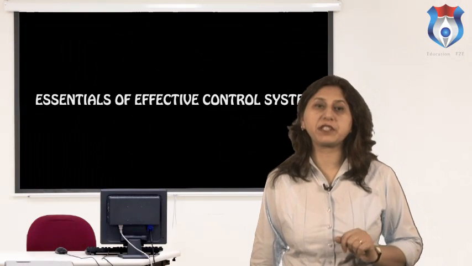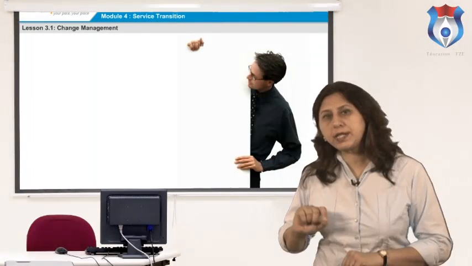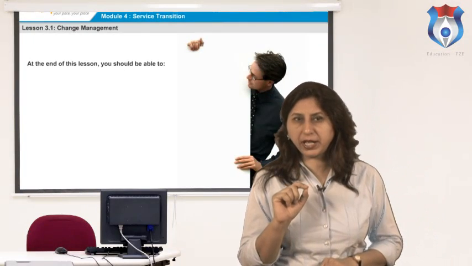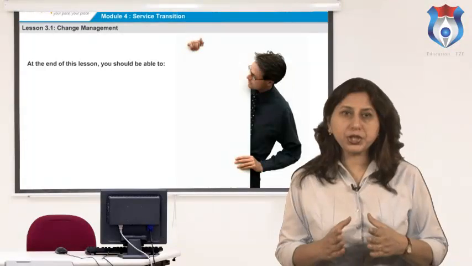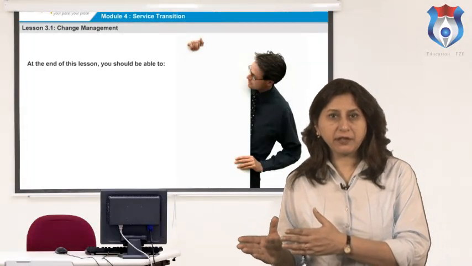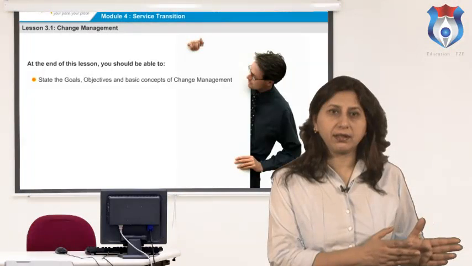Essentials of effective control system. Suitable. The control system should be appropriate to the nature and needs of the activity. Controls used in the sales department will be different from those used in finance and personnel.